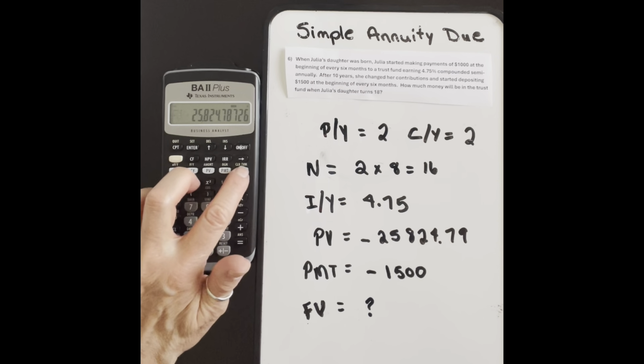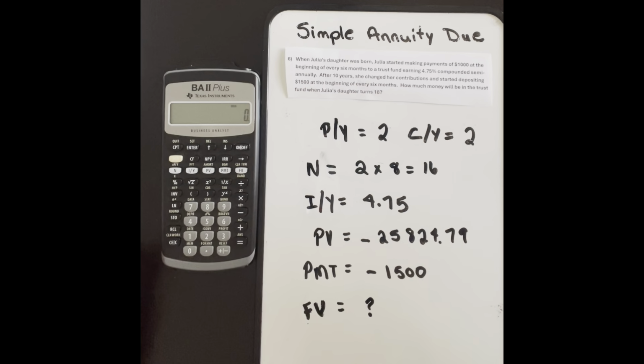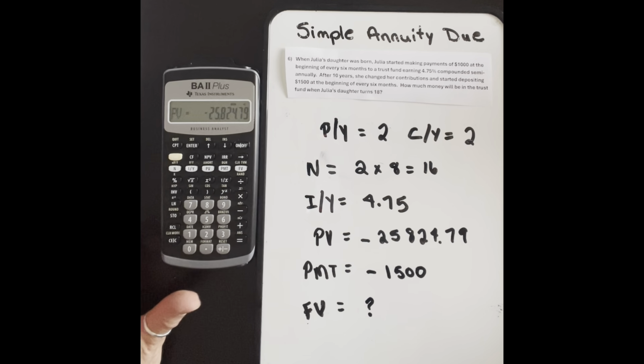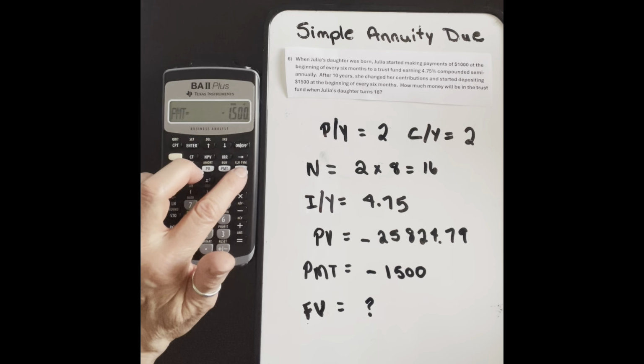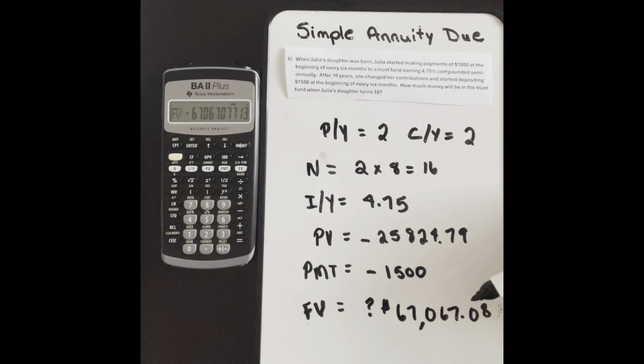So let's clear this work, clear our display. We already know that P per Y is 2, C per Y is 2. Let's just put these new values in. So 16 is N, 4.75 is I per Y, 25,824.79 negative is present value, 1,500 negative is payment. Now let's calculate future value. So future value will be $67,067.08. So just be aware of how you handle a situation where the payments change.